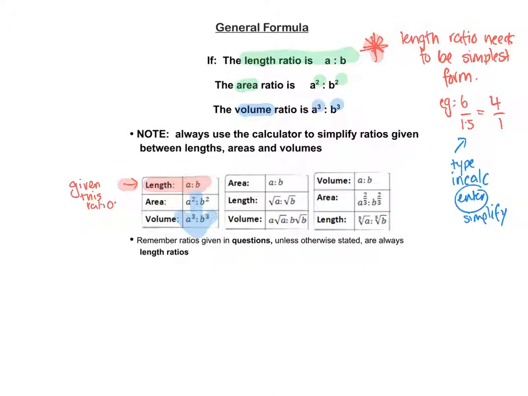If you're given the area ratio, so say they said the area was a ratio, and you have to go back to length, that's how you find it. So if you have to go back to length, you do the square root, and then if you have to find the volume, you do that formula. So if you're given a volume ratio and you need to go backwards, that's how you can do it. You'll see questions like that.